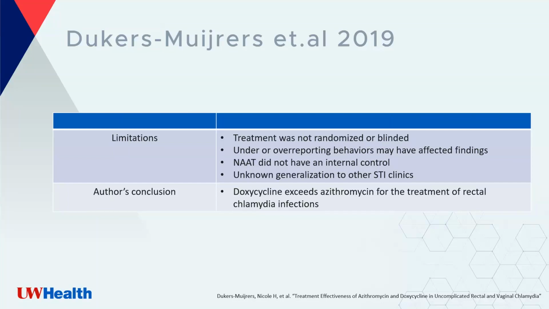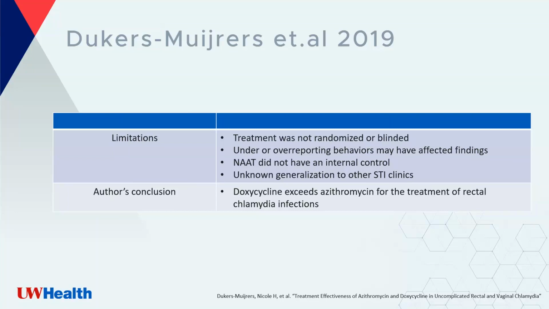In addition, patients could have under or over-reported behaviors that may have affected findings. And so, especially with the doxycycline group, the actual proportion of cured may have been even higher, given that patients may have denied having anal sex and been placed in the azithromycin group.